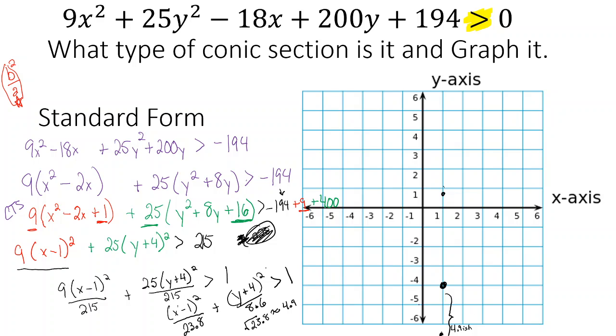Okay, and then the square root of 8.6 is 2.93, so about 3. So we're going about 3 over, 1, 2, just below 3, and 1, 2, just below 3. So there's my ellipse. I'm going to pretend that it goes down to where it's going to, and it looks just like that.